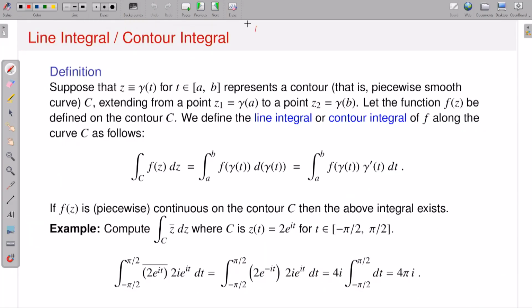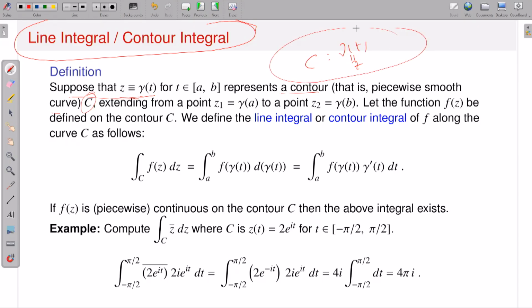Yes. So this is the definition. This is one of the fundamental concepts in complex analysis. It says that, look, suppose z is equal to gamma of t represents a contour. Contour means it is a piecewise smooth curve. Since it is a curve, it will have a parameterization. So suppose z is equal to gamma of t is a parameterization which represents a piecewise smooth curve. What is my curve? I am saying this curve is C. So you can say that C is nothing but gamma of t, which is the same as z, whatever it is. Okay. So this is my parameterization.